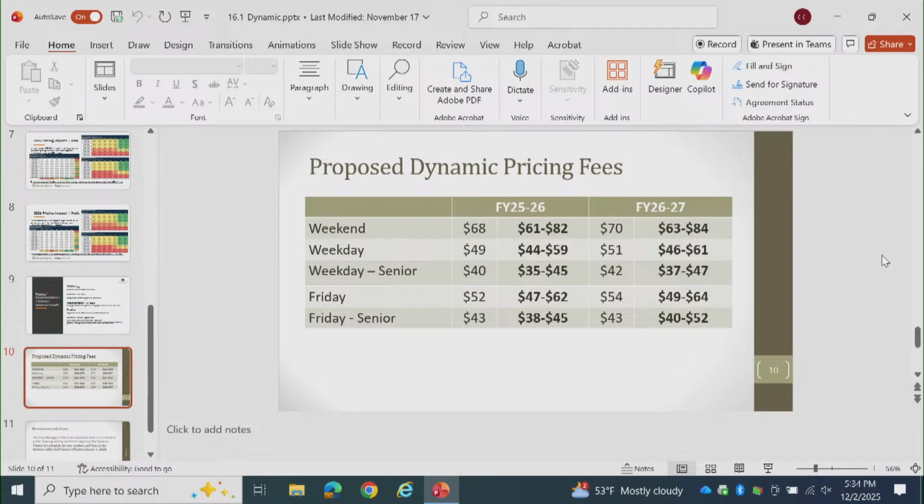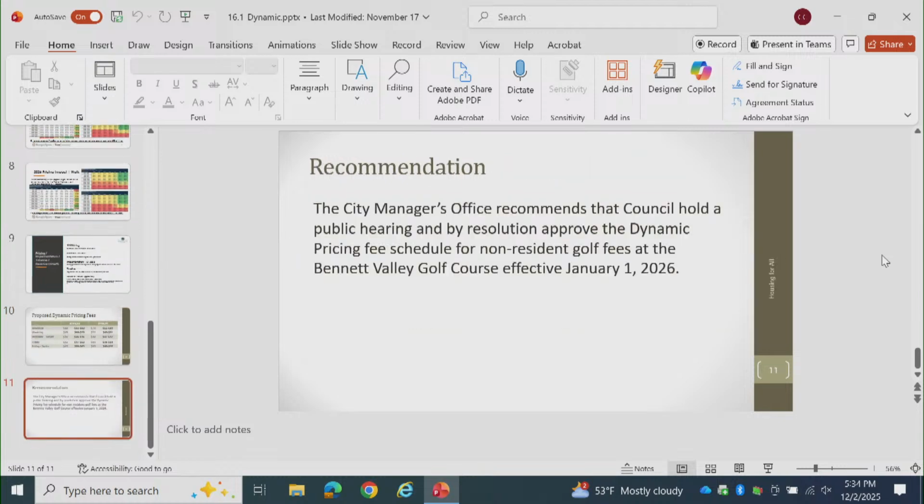In all cases, it's lower on the low end and higher on the high end, and that's where we feel that range provides the long-term benefit for the golf course in the long run. Now, I told you I'd make it short and sweet.